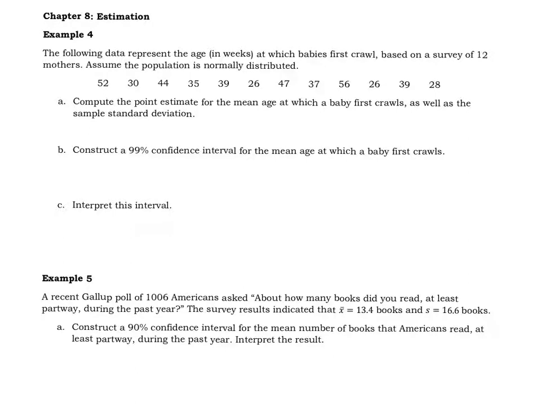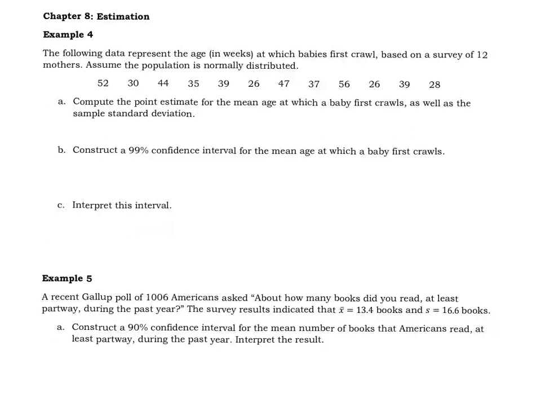All right, so let's take care of the last two examples in not only the section, but the chapter. For this first one, those numbers represent the age in weeks when babies first crawl, based on a survey of 12 moms. We are going to assume the population is normally distributed. So first thing, pause the video, enter that data into your calculator.